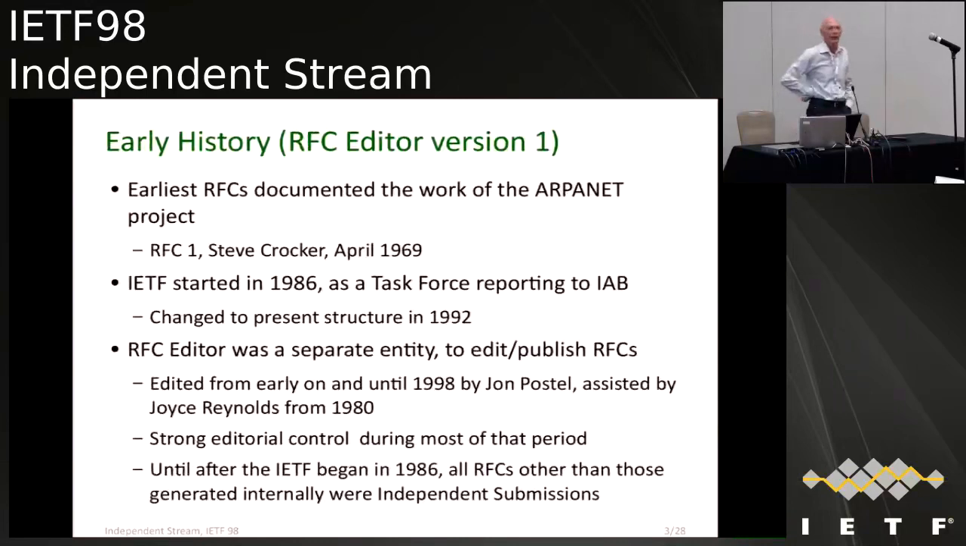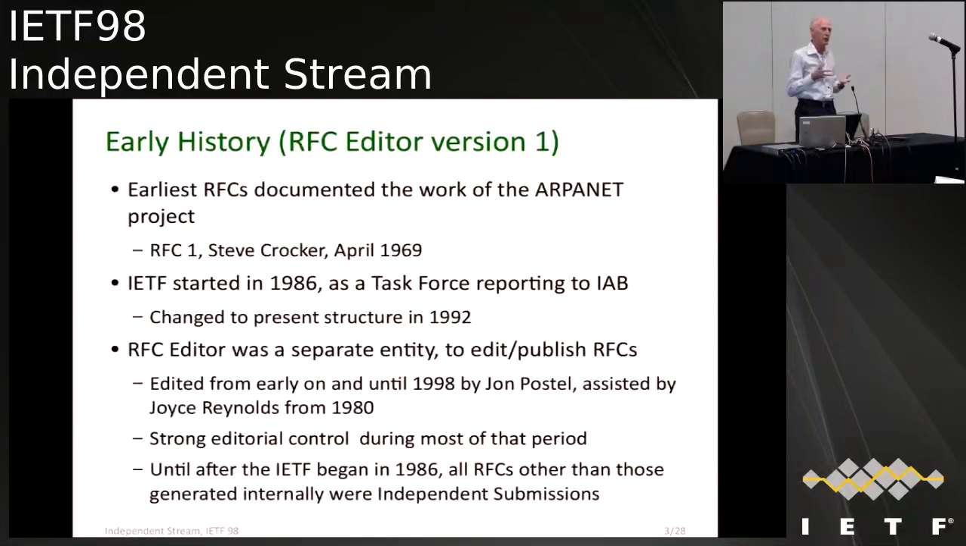So we start by having a look at the early history of the RFCs, RFC editor version 1. And these go back a very long time. They go back to the ARPANET project. And in April of 1969, Steve Crocker published the first such document, gave it a number. Naturally, it was RFC 1. And in the early stages of the ARPANET, the RFCs really were requests for comments.